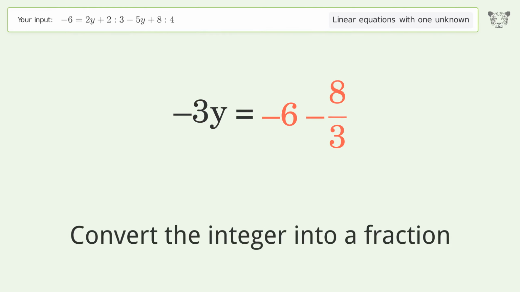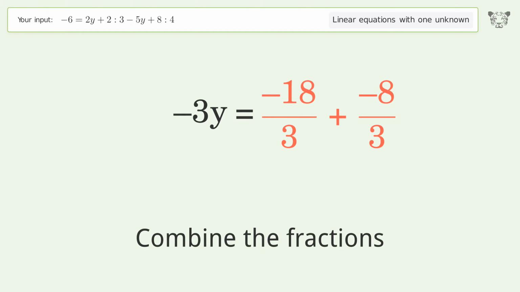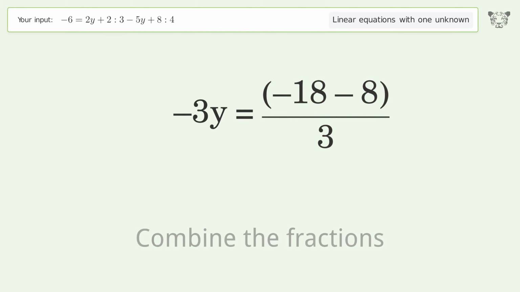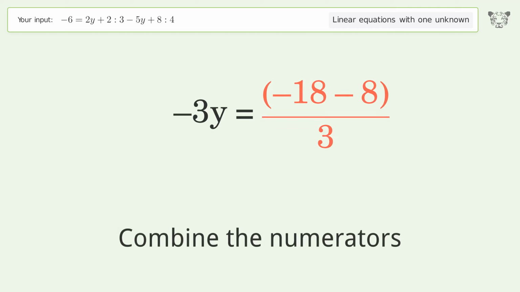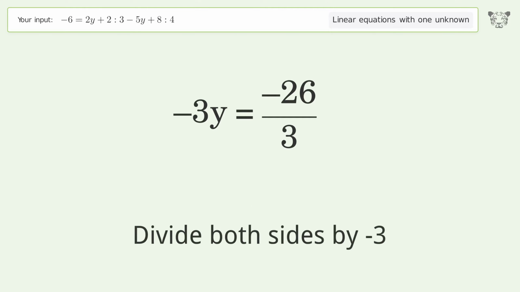Convert the integer into a fraction. Combine the fractions. Combine the numerators. Isolate the y. Divide both sides by -3.